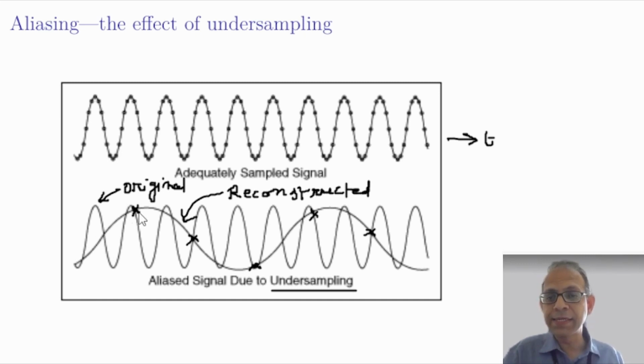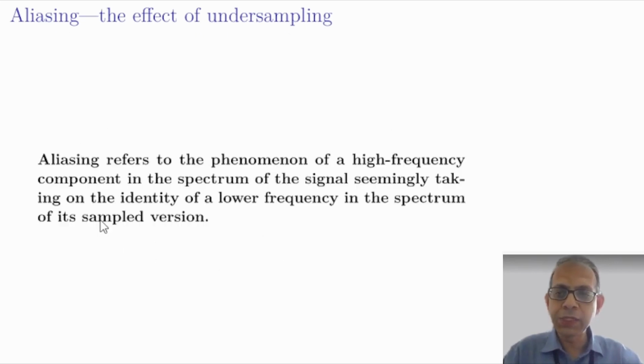Clearly, the reconstructed signal is not the same as the original signal. Moreover, it has a lower frequency compared to the original signal. This phenomenon is called aliasing, and that is what is written in the definition here. So let us reread the definition. It says that aliasing refers to the phenomenon of a high frequency component in the spectrum of the signal seemingly taking on the identity of a lower frequency in the spectrum of its sampled version.